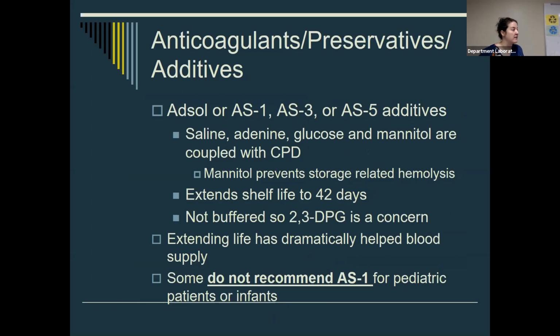And so what this has is saline, adenine, glucose, and then mannitol. Mannitol is going to help reduce the amount of cell lysis during the storage procedure. Notice that it uses saline, so it really doesn't have a buffer. So the decreased 2,3-BPG is still a concern.